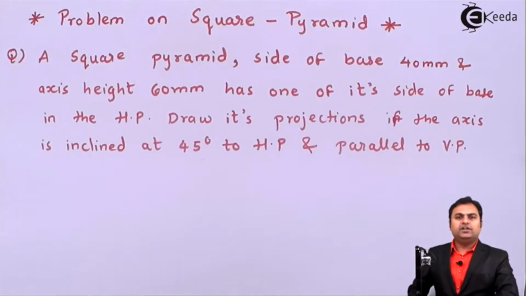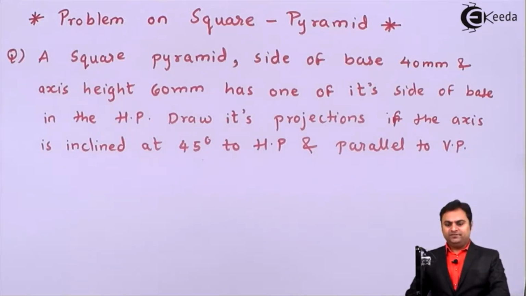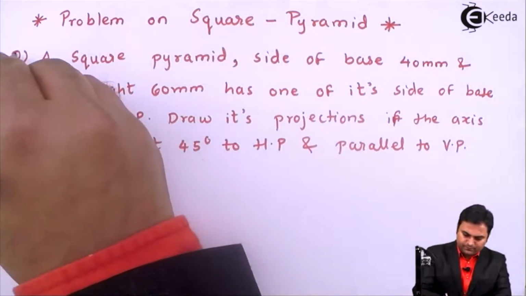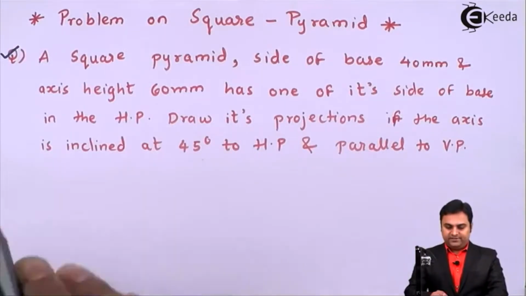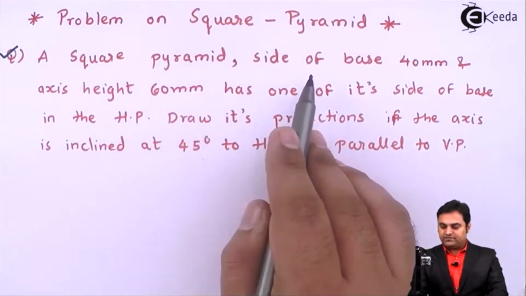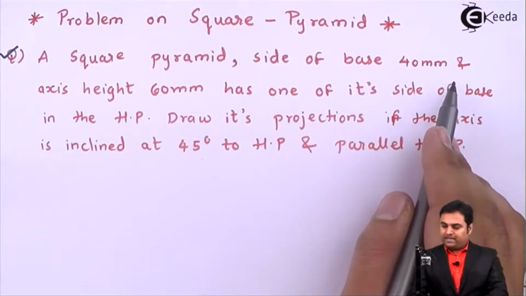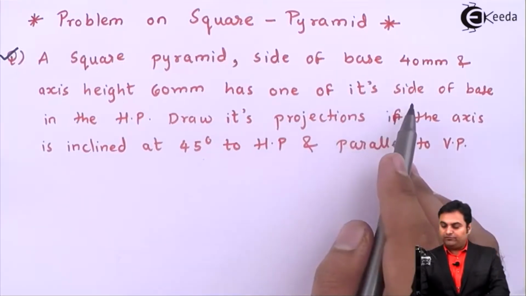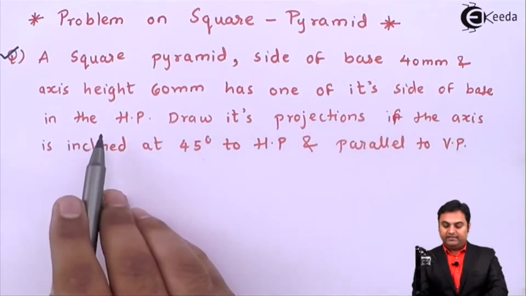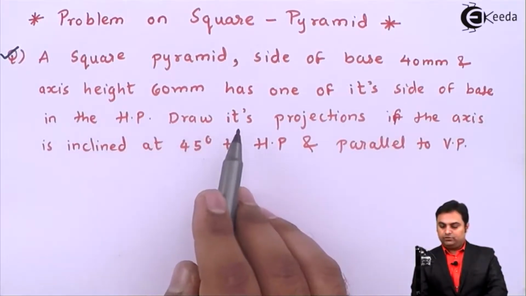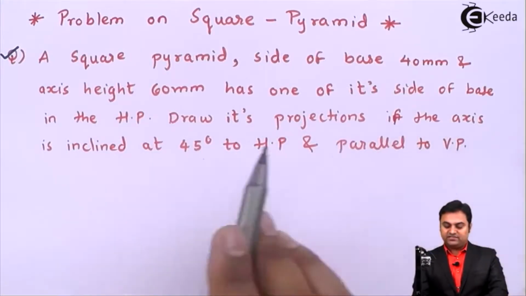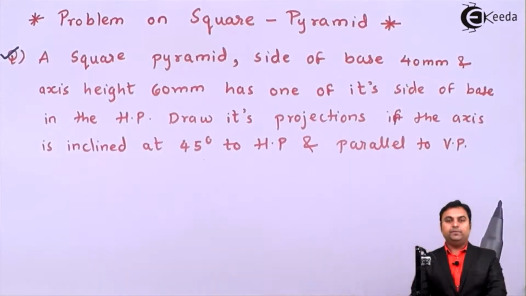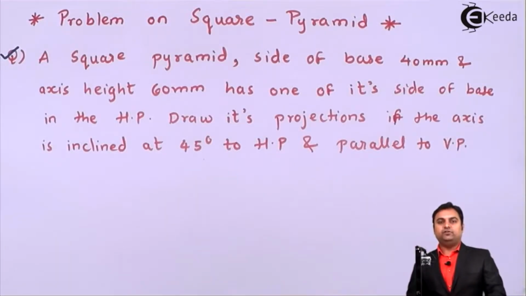In this video, we are going to see a problem on square pyramid. Here is a question. It is given that a square pyramid, side of base 40 mm and axis height 60 mm, has one of its side of base in the HP. Draw its projections if the axis is inclined at 45 degree to HP and parallel to VP. So this is the question in front of us.